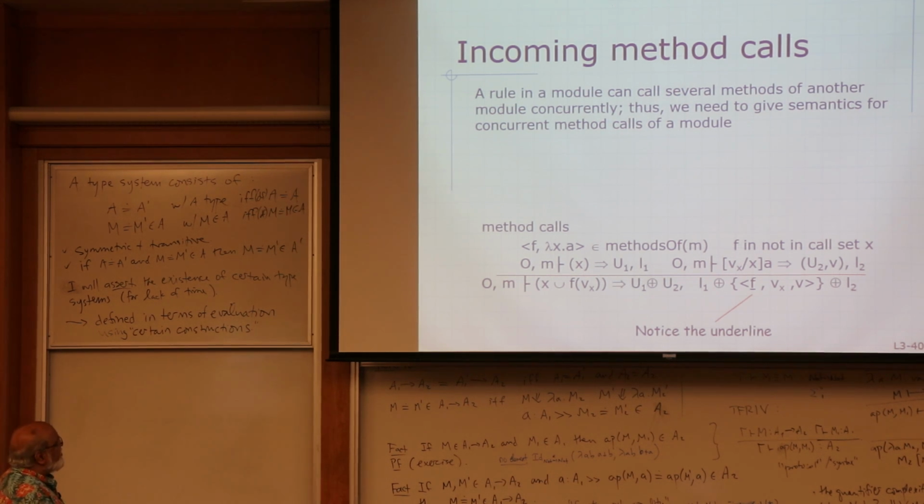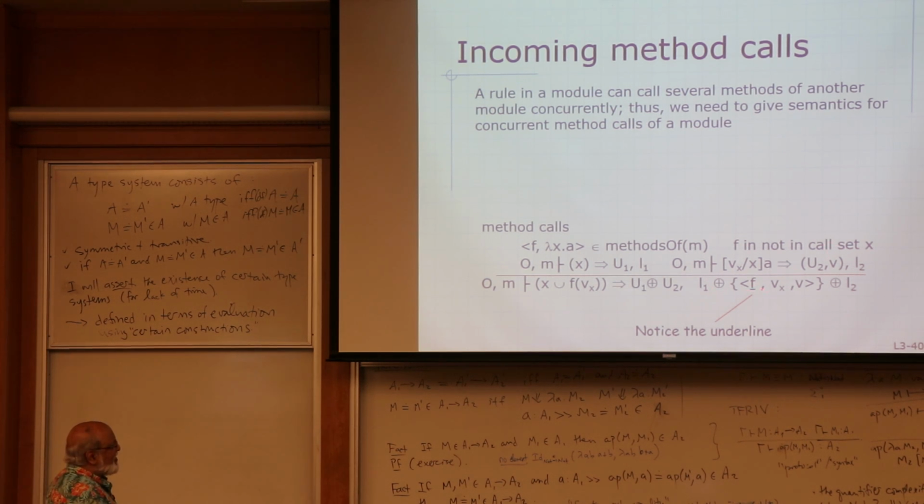So for incoming method calls, this is one of my methods, f lambda xa. And I can have many of them, because many methods of mine can be called simultaneously. So for each one, what I'm doing is I'm saying f of x, and this is very interesting now. I don't know the value of f of x because that's coming from outside. But given that, I can compute the new value, and that is v over here.